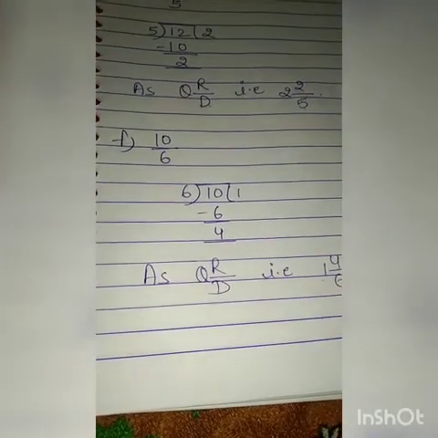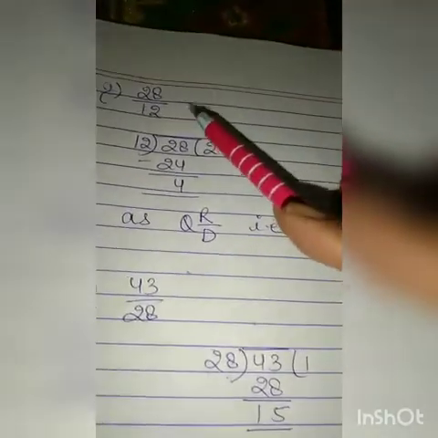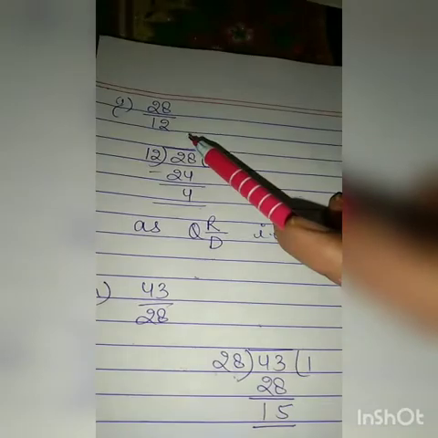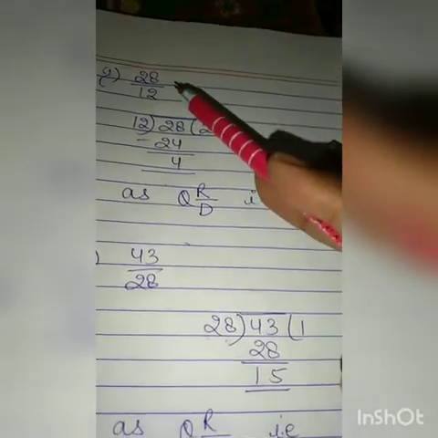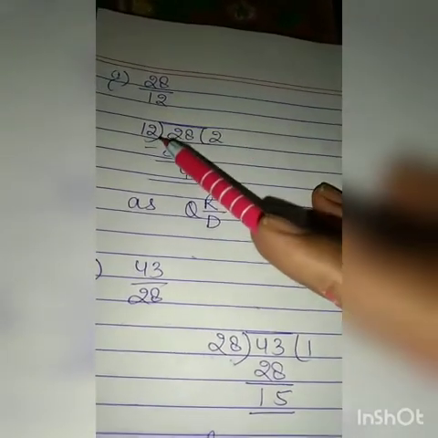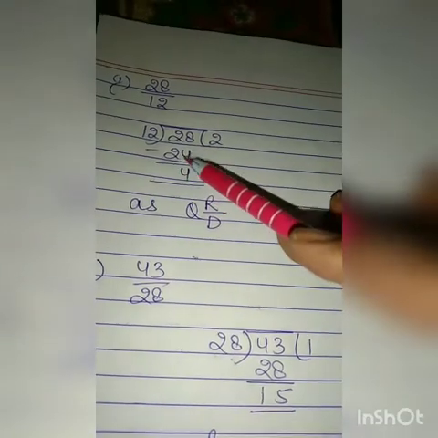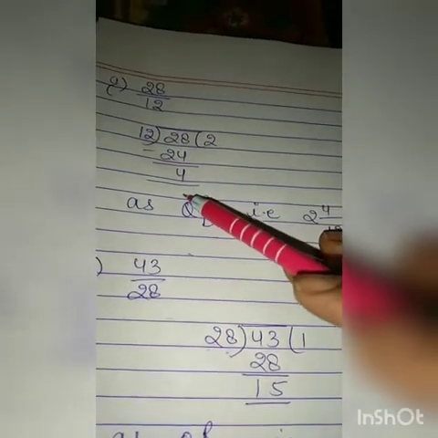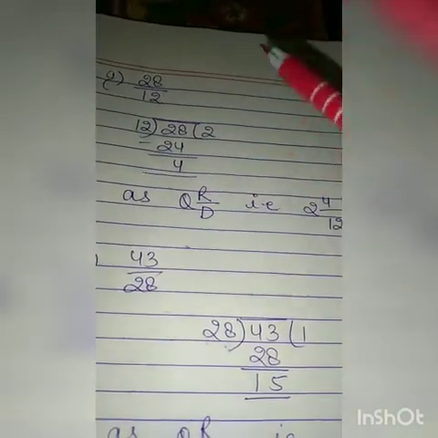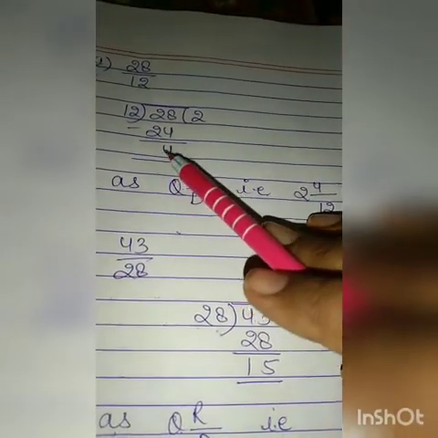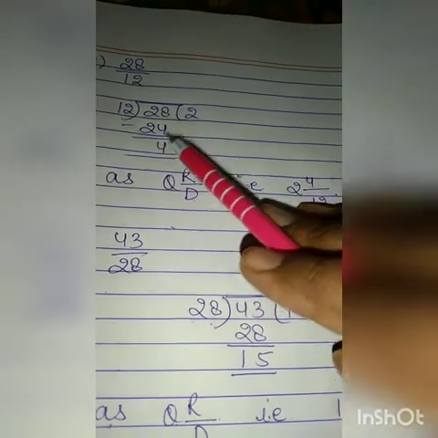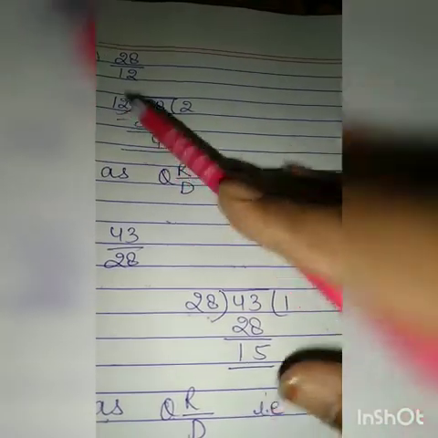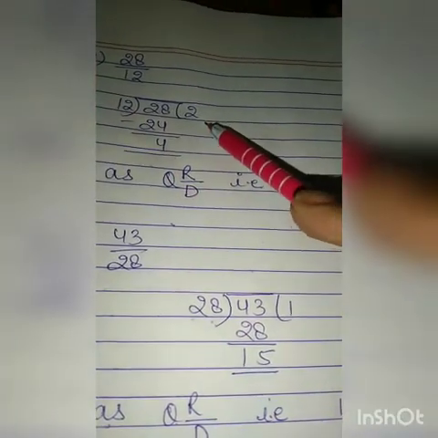Now we'll see question number G. Question number G is 28 upon 12. We will divide 28 by 12. So 12 2s are 24. 24 is nearest to 28. So 8 minus 4 will be 4, and 2 minus 2 will be 0. That we have not written here, you can write it also. So 12 is the divisor, 4 is the remainder, and 2 is the quotient.